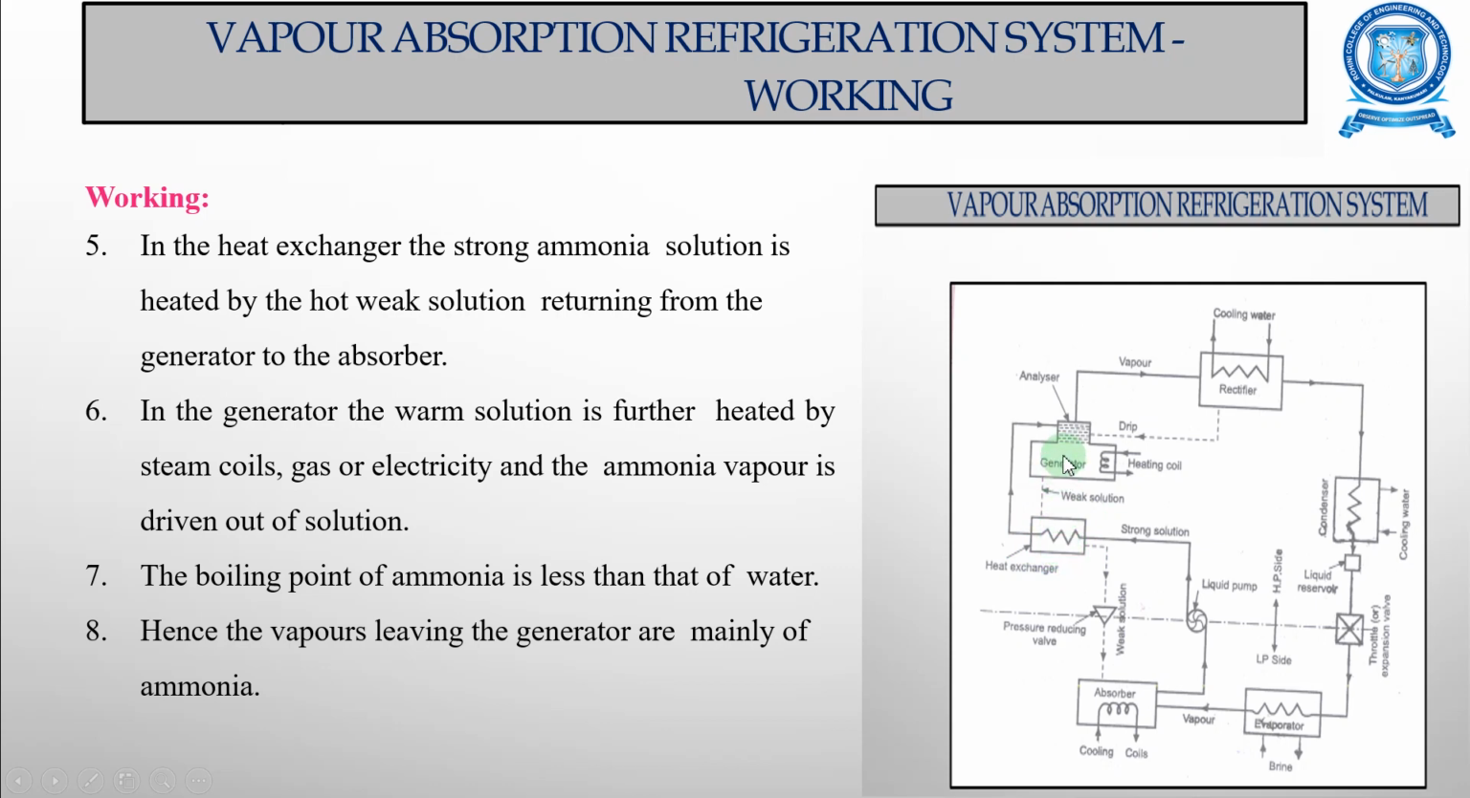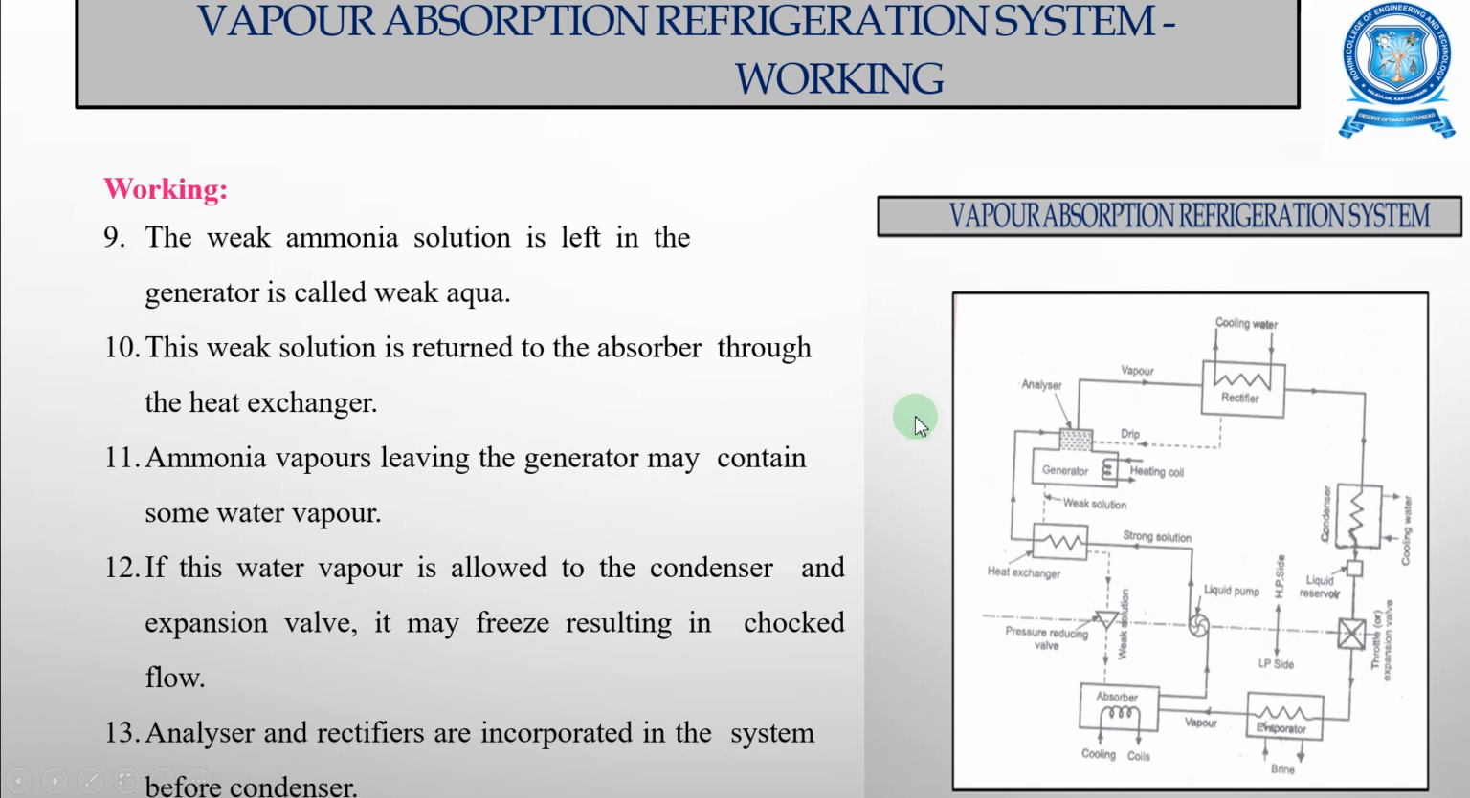And in this generator, this warm solution is further heated by the heating coils, steam coils, by gas or electricity, and the ammonia vapor is now driven out of solution. The boiling point of ammonia is less than that of water. So the vapor leaving this generator is mainly ammonia, and the weak ammonia solution left in this generator is called weak aqua.